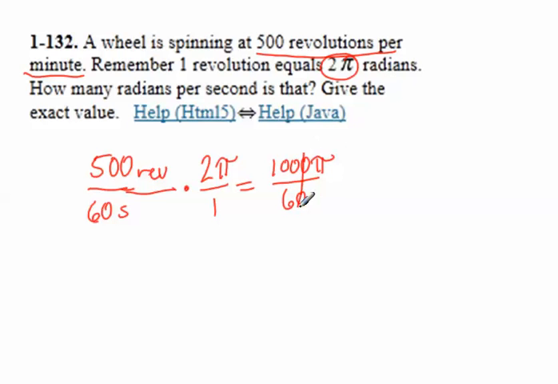So how many in 1 second? That reduces to exactly 50 pi over 3 radians per second. Okay.